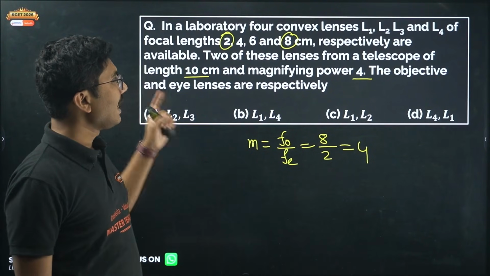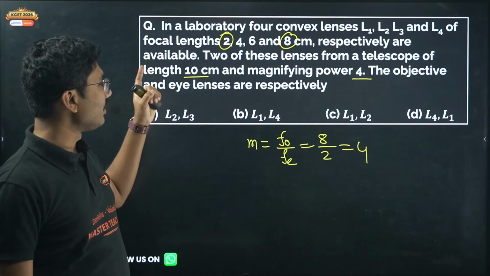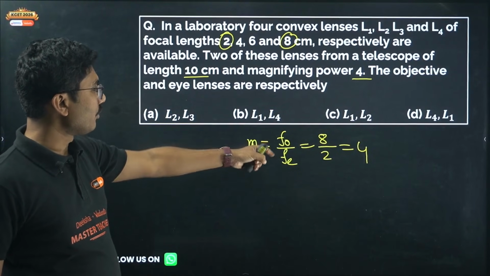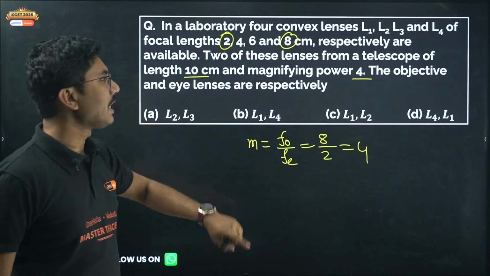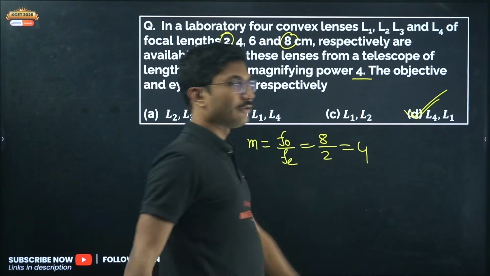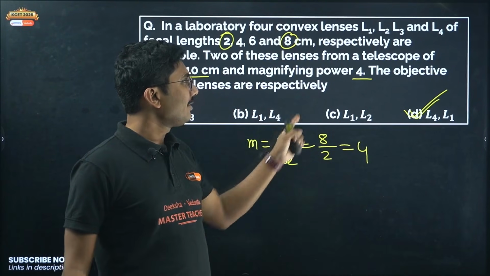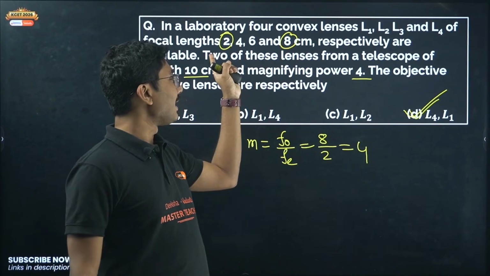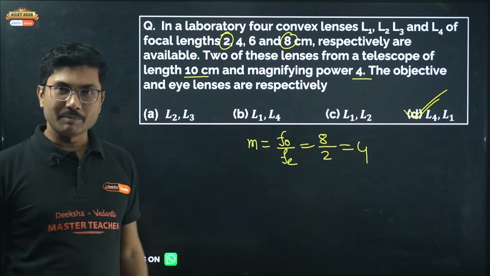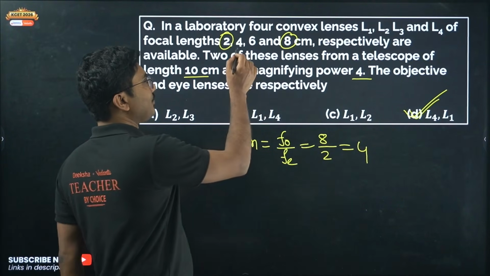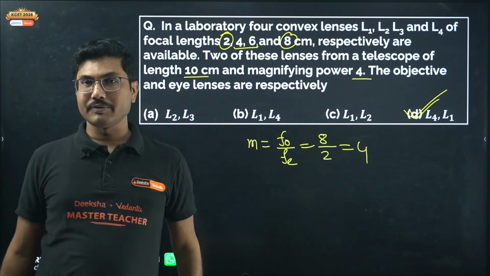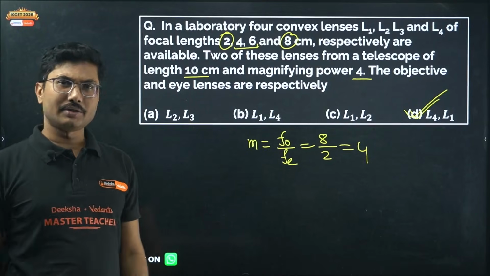That means it will be L1 and L4. L1 will be your eyepiece, and L4 will be your objective. L4 is your objective because of higher focal length, and L1 is your eyepiece because of lower focal length. So L4, L1 should be the combination that we should use. Now remember, 6 and 4 adding them is giving you 10, but dividing them is not giving you 4. So the 6 and 4 combination is not possible.